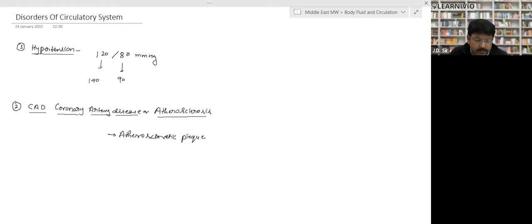Next point is LDL. LDL means low density lipid. LDL is the main cause behind this disease. So low density fat is bad fat, right? That is very harmful for our body.